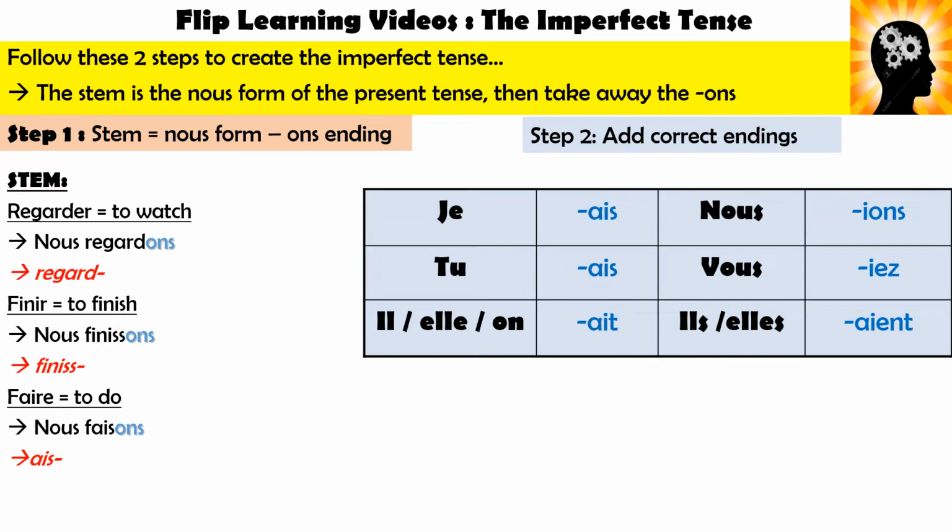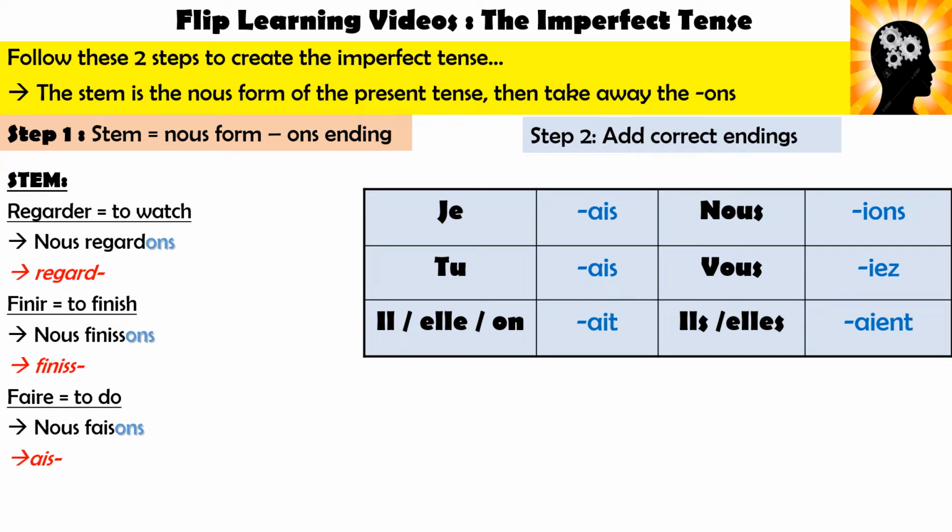Finir. This is why I chose an IR verb, because in the nous form, IR verbs change. So nous finissons, with the ONS on the end. Get rid of the nous, get rid of the ONS, and your stem is finiss. Faire is an irregular verb. I've missed the F off. Nous faisons. Get rid of the nous, get rid of the ONS, and you should have FAIS, and that's your stem. And then put these endings on.